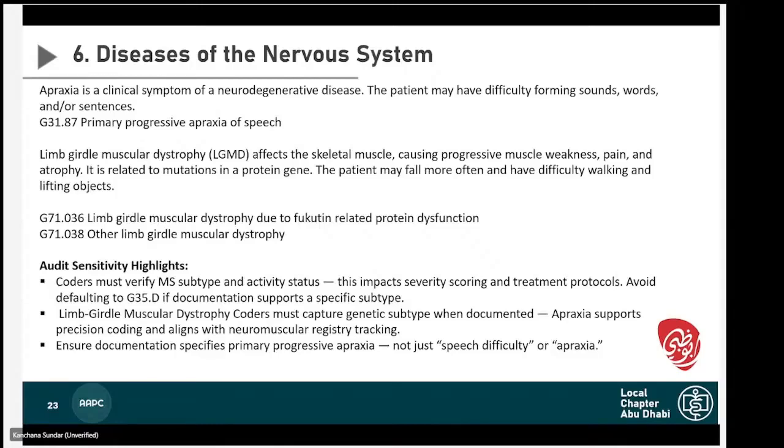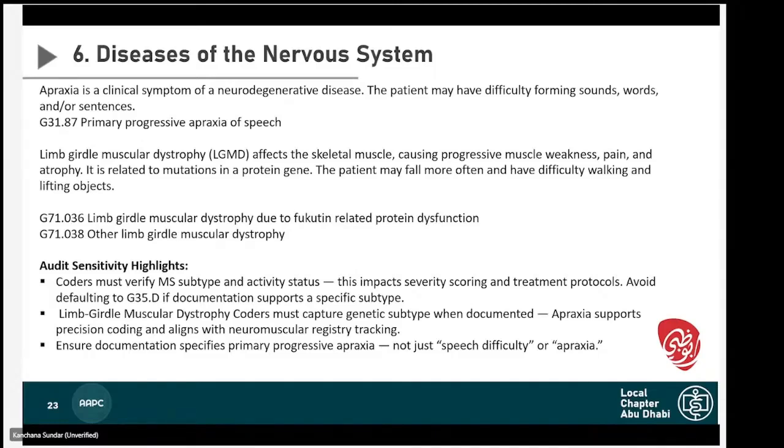And limb girdle muscular dystrophy affects the skeletal muscle, causing progressive muscle weakness, pain, and atrophy. You have to be watchful with limb girdle muscular dystrophy in patients who come with multiple falls and repeated falls, which we see in the documents most of the time. So you can check if the physician is documenting limb girdle muscular dystrophy. And again, it has two options classified, one genetic and another one is other limb girdle muscular dystrophy.